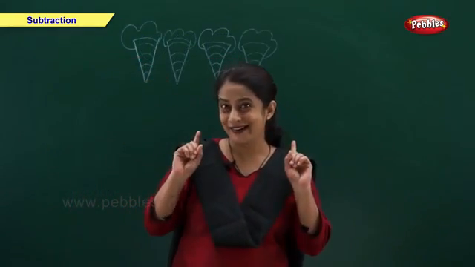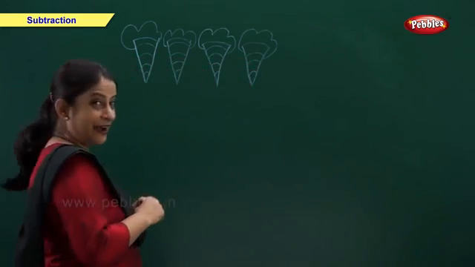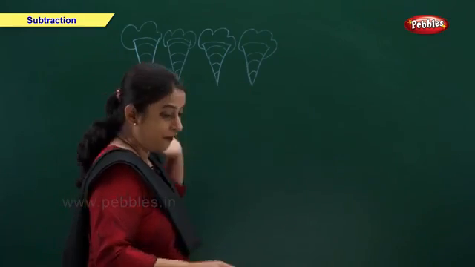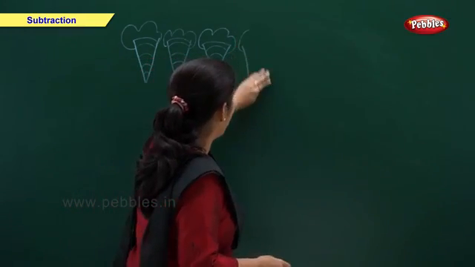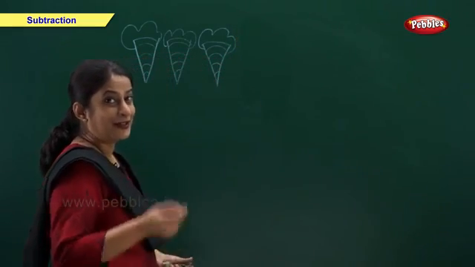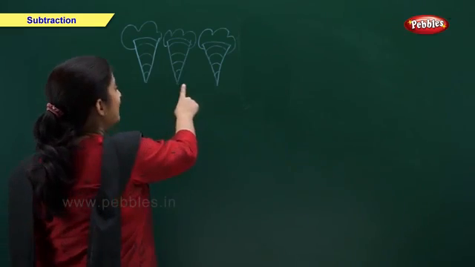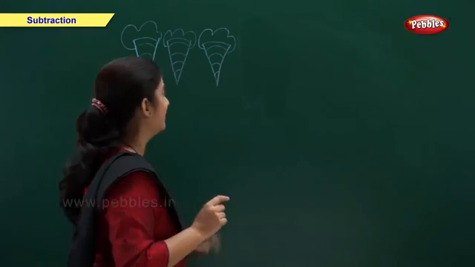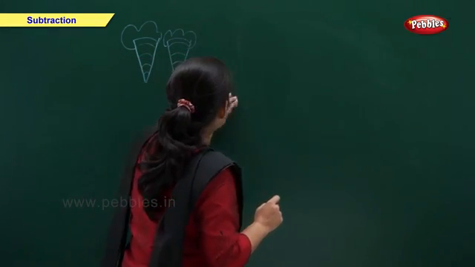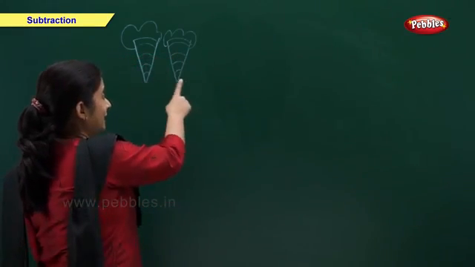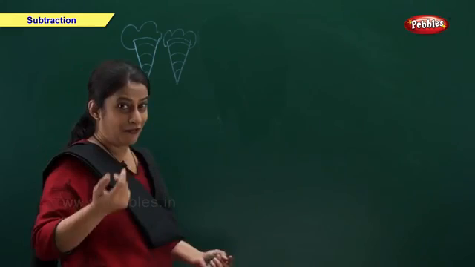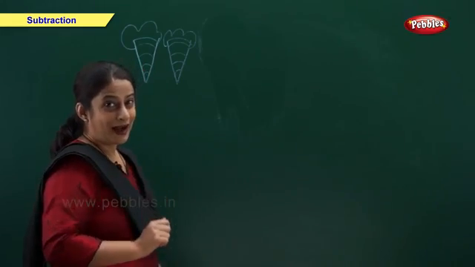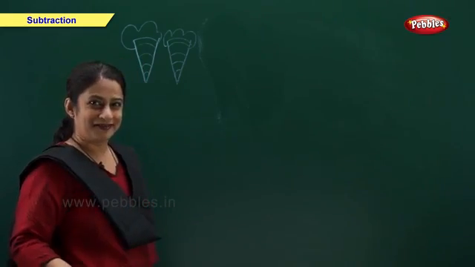It's time to eat ice creams. I have 4 ice creams. 1, 2, 3, 4. I ate 1 ice cream. So, how many left? 1, 2, 3. And I gave 1 ice cream to my friend. So, how many ice cream left with me? 1 and 2. I had 4 ice creams. I ate 1. I gave 1 to my friend. So, now I have 2 ice creams left with me.